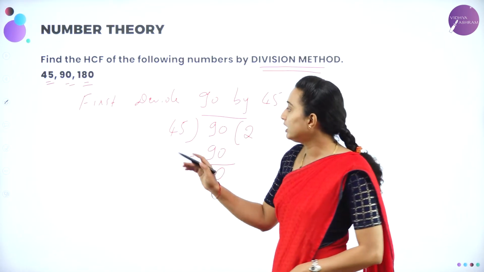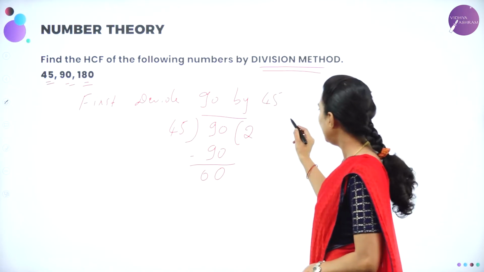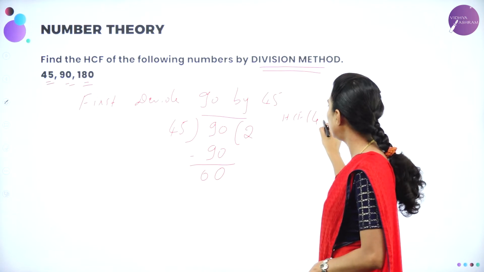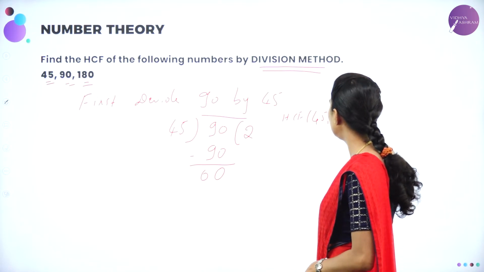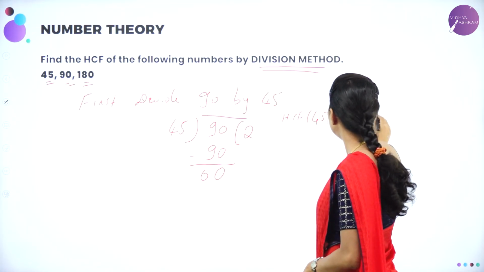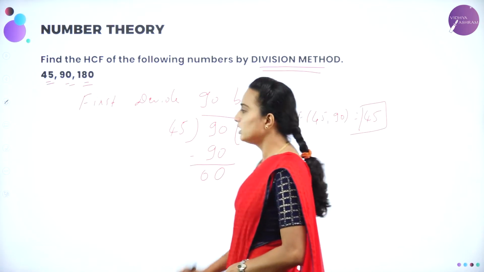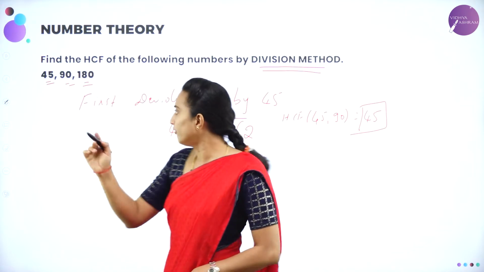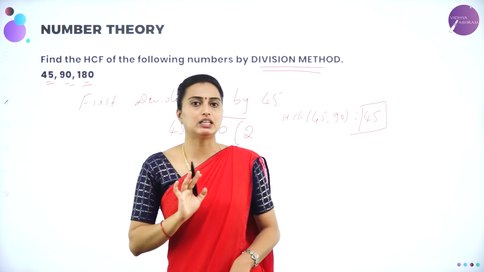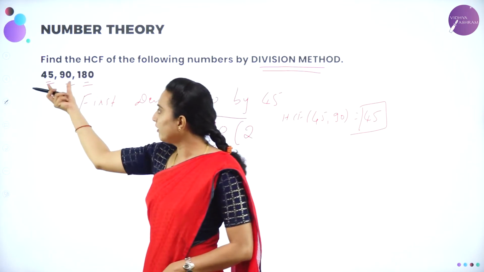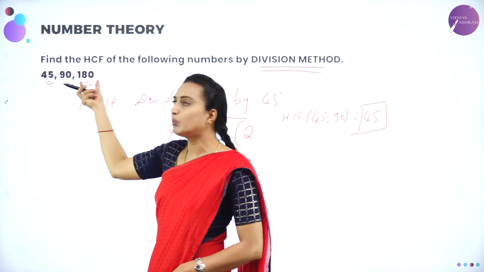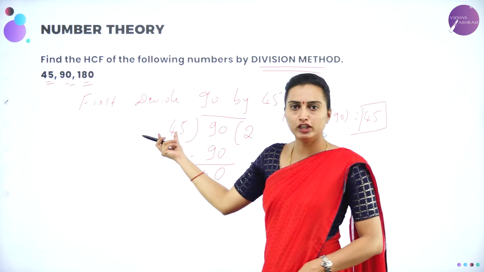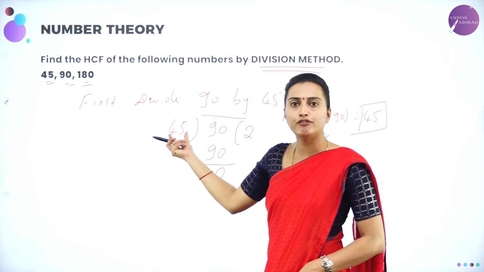Now you are going to take that 45. So HCF of 45, 90 is equal to 45. Now you are going to choose this 45 and then find the HCF of that 45 and 180, which is the remaining number. After finding this HCF, the remaining number is 180. So you are going to choose this, which is the HCF of 45 and 90.